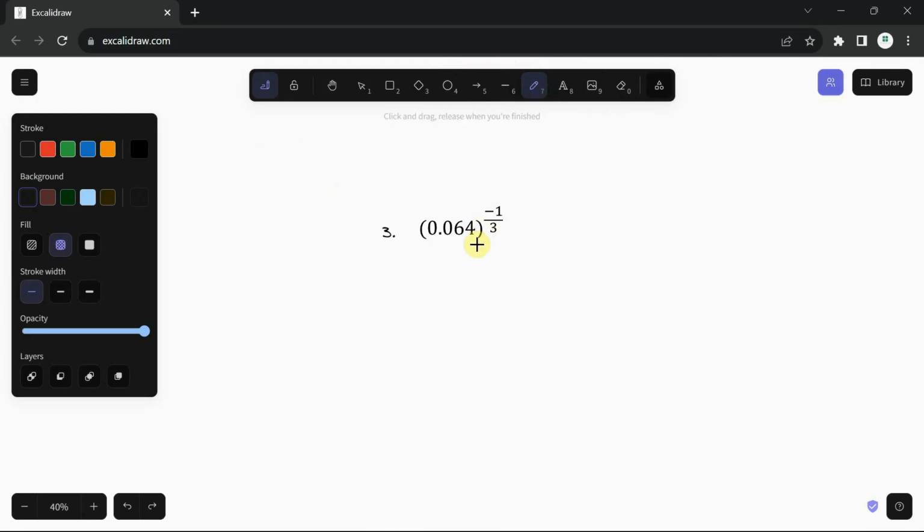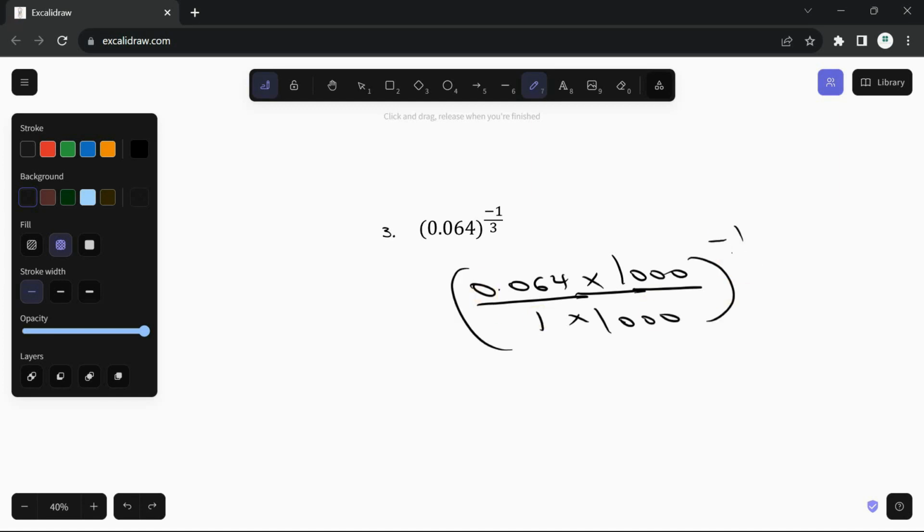Now, first thing is that we have to convert our decimal here to a fraction. Remember what we said about it. So I'll just say 0.064. I'll divide it by 1, right? Then multiply both the bottom and the top by 10 raised to the power of the number of digits after the dot. So the number of digits is 1, 2, 3. So times 10 raised to the power of 3, and that's like 1000 over 1 times 1000, all raised to the power of minus 1 over 3.